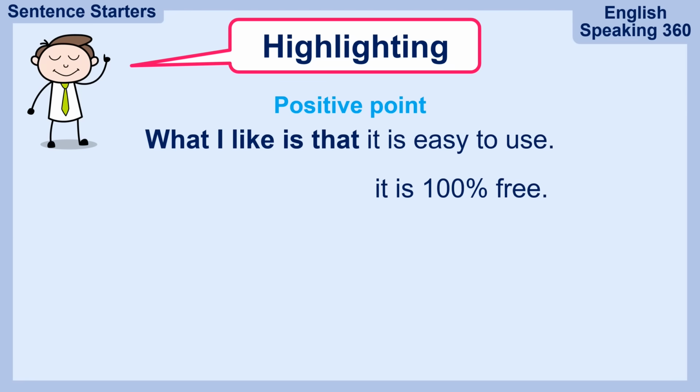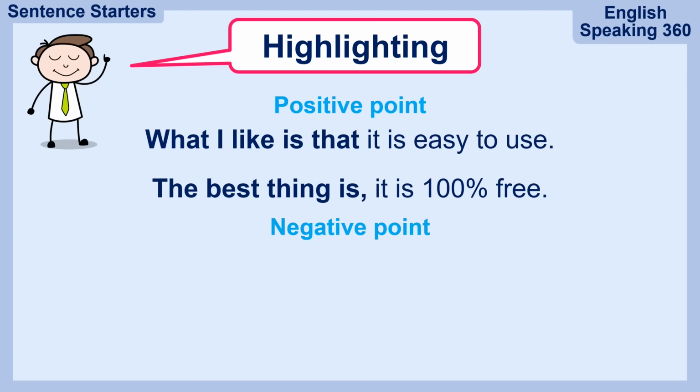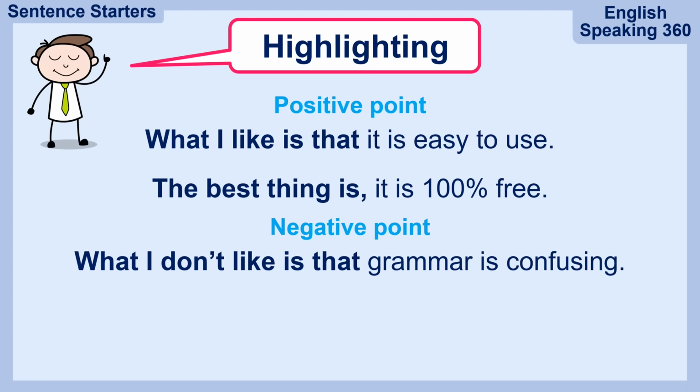It is 100% free. That is a great positive point. But how can you make it even better? You could say, the best thing is, it is 100% free. Now, if you have a negative point, such as, grammar is confusing. That's not a good thing, right? So you could start with, what I don't like is that grammar is confusing.